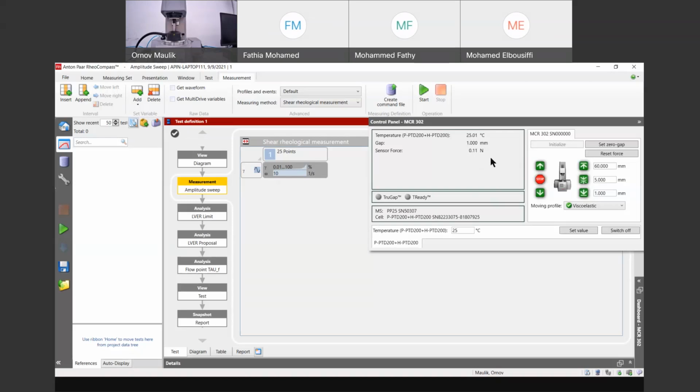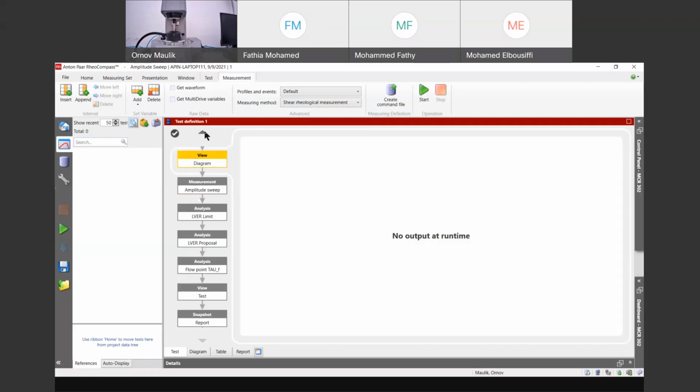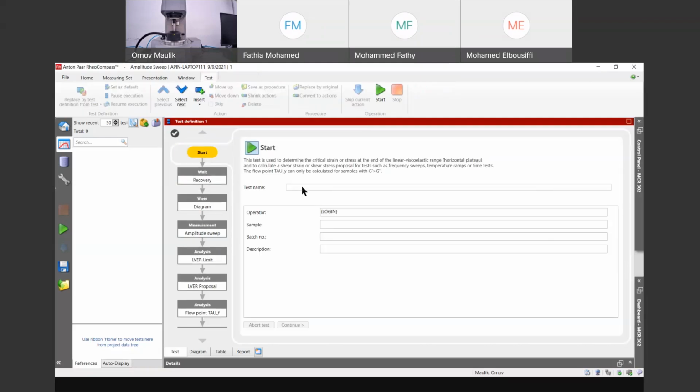So for any rheological measurement, it is very important to keep checking this sensor force, because that tells you whether there is some sort of external force applied on your sample or not. So I'll just go to start, and I'll just start the test.